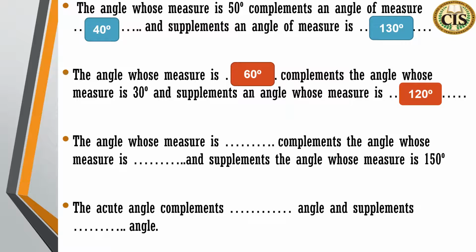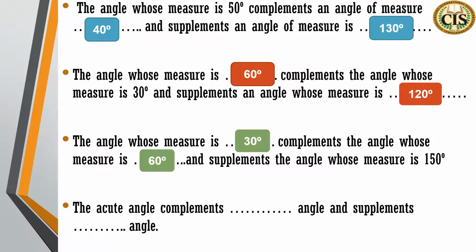The angle whose measure is what complements the angle whose measure is what, and supplements the angle whose measure is 150? Supplementary equals 180, so the supplement is 180 minus 150. So the angle whose measure is 30. Its complement is the angle whose measure is what? The complement is 90, so 90 minus 30 equals 60 degrees.